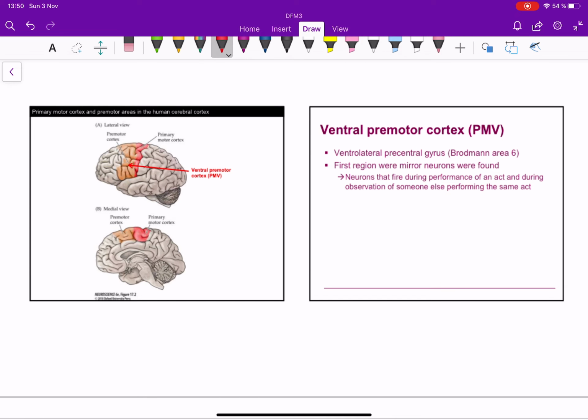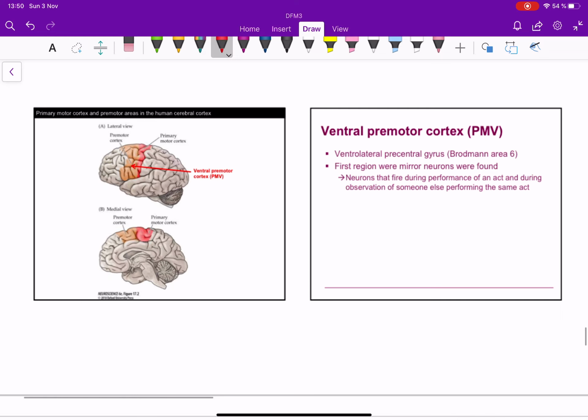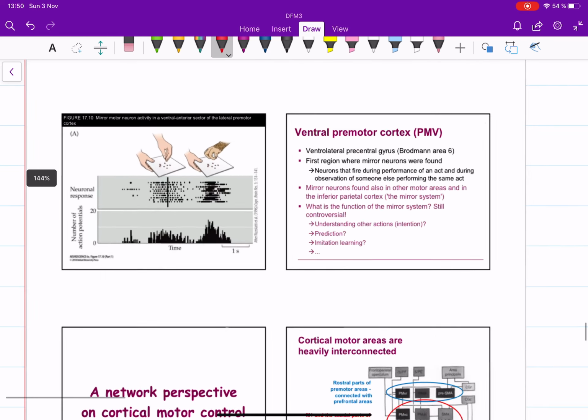Last area we have in this tutorial, be patient. This is a very new discovery area, and it's important because the scientists discovered that in this area we react to the movement of other people. That's what we call the mirror system. I want to explain that in this picture.